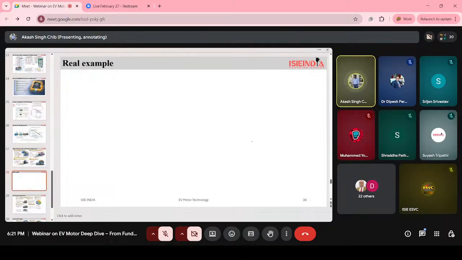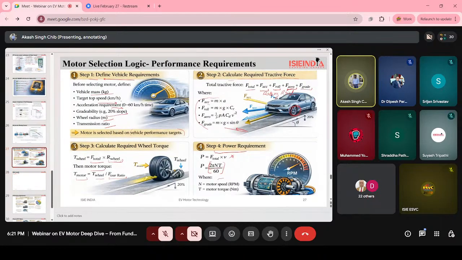Okay, let's take an example of the Tata Nexon EV. We have to calculate all this. You can take a screenshot of it, or I will ask you about all these formulas one by one. You can take a screenshot or write it down.